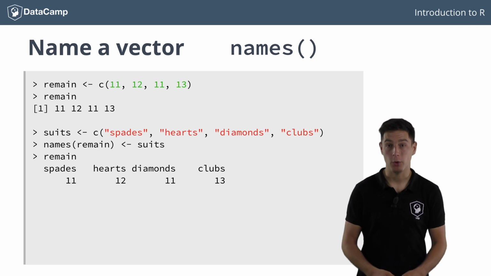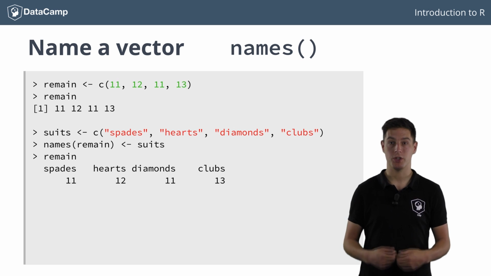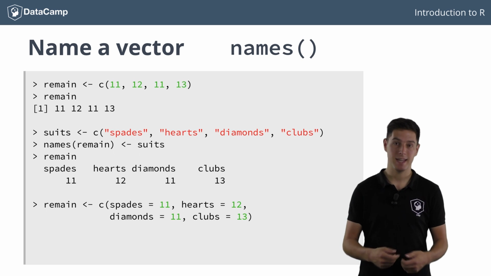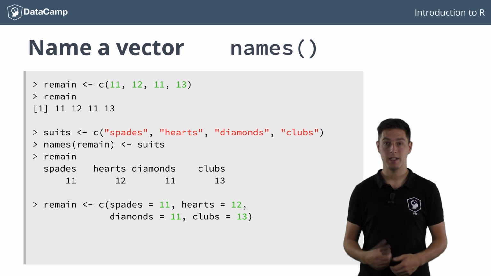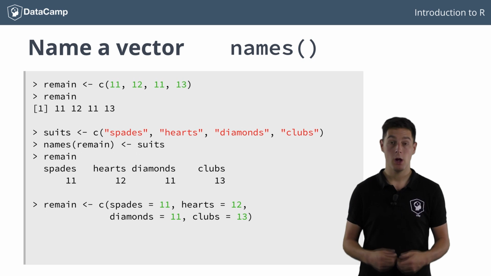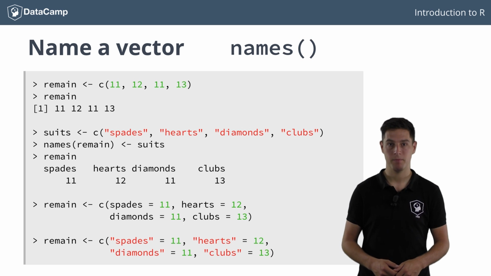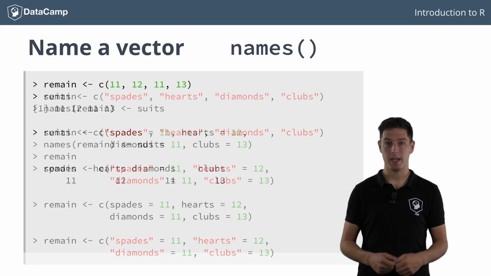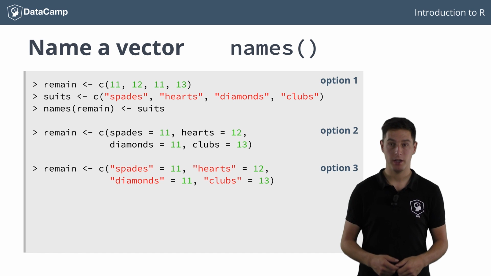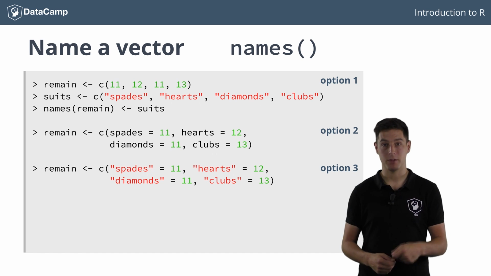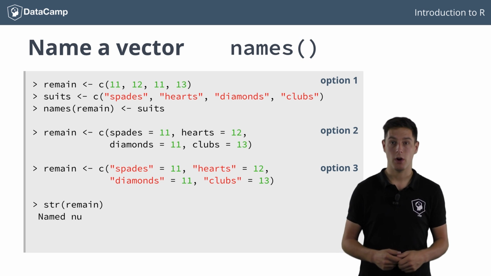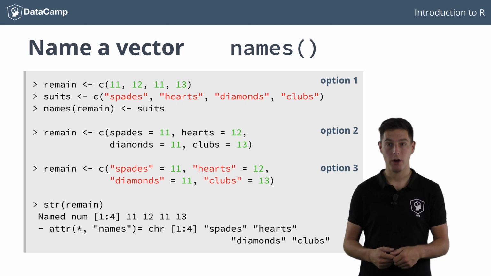Great! If you don't want to bother with setting the names afterwards, you could just as well create a named vector with the one-liner. You can use the equal sign for this inside the c function. Notice that here, it's not necessary to surround the names, spades, hearts, diamonds, and clubs, with double quotes, although this also works perfectly fine. In all three cases, the result is exactly the same. Under the hood, R vectors have attributes associated with them. What you did when you set the names of the remain vector is actually setting the names attribute of the remain object. The str function that compactly displays the structure of an R object shows this.